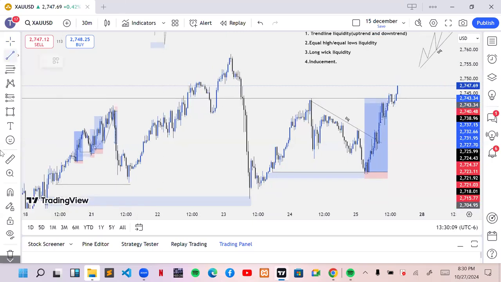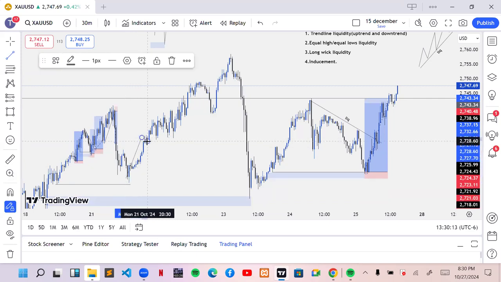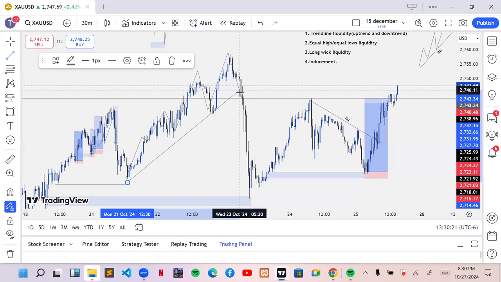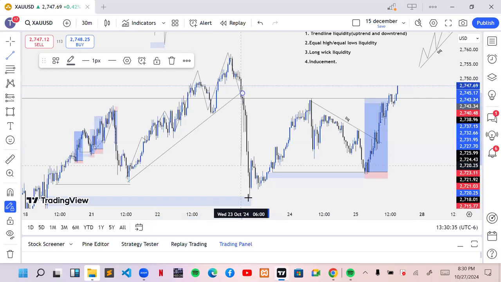There's trend line liquidity here. The market was on an uptrend, making a series of higher highs and higher lows. Then eventually when the market started selling, this is trend line liquidity. It means that liquidity lays under this entire zone. So anybody taking a buy here will be taken out. Taking a buy here will be taken out. Taking a buy here will be taken out. The market will eventually sweep this entire trend line liquidity.